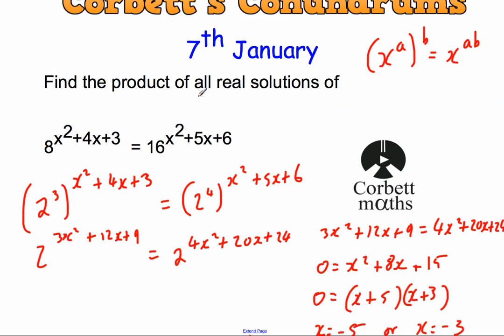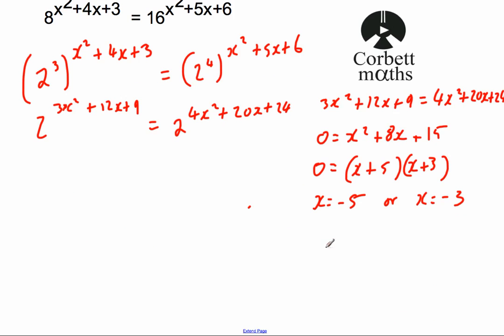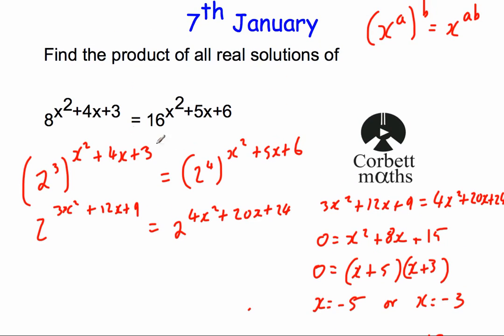And the question says to find the product of the real solutions, so we need to multiply them together. So multiplying those together will give us minus 5 times minus 3, which is equal to 15. And that's it.